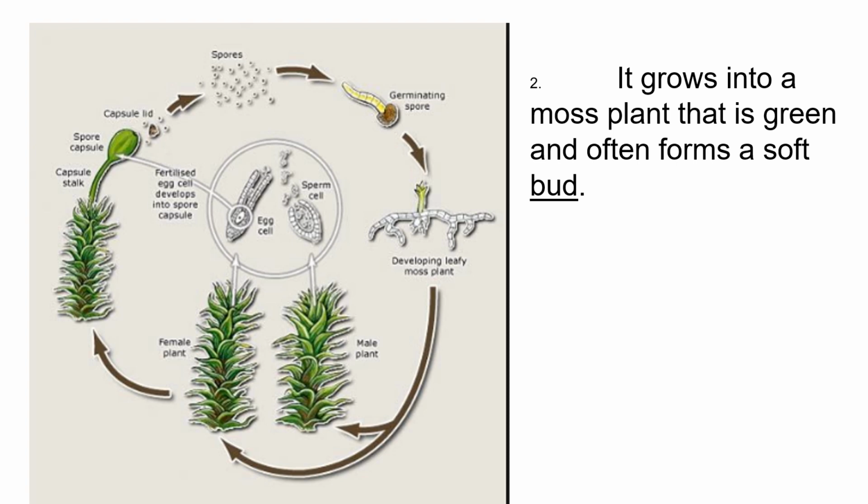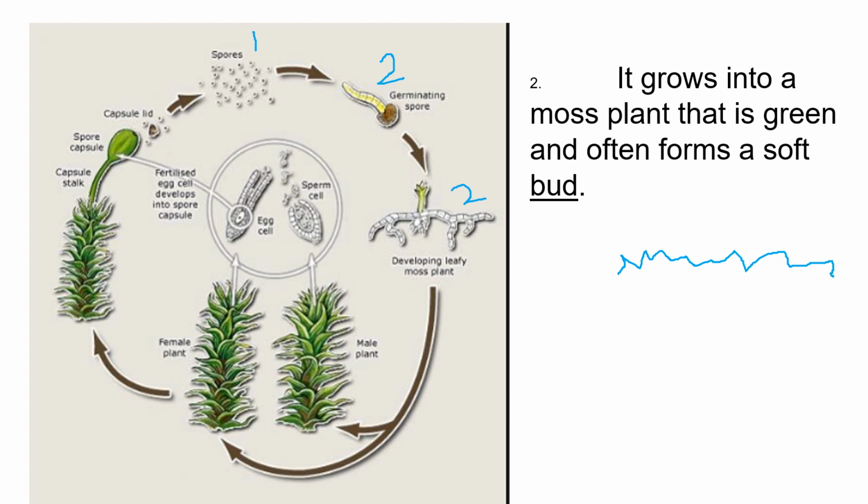Second stage. So we had first stage here. This is going to be second, and this is also part of the second stage here. It grows into a moss plant that is green and often forms a soft bud. This is where you're going to see the moss that looks kind of like just that big patch of green grass on the ground. Usually it's very soft.